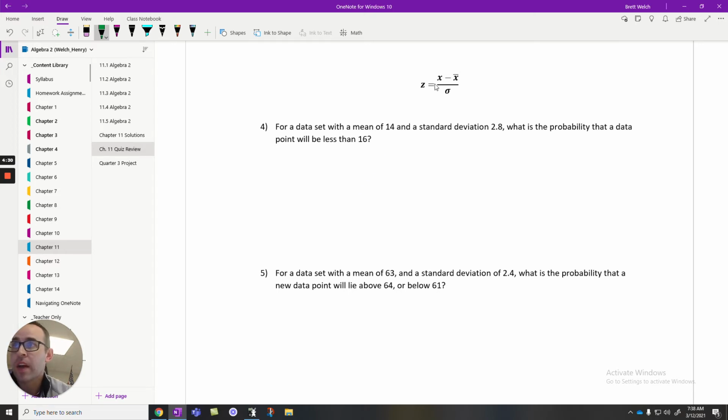So first thing is we've got to find the z-score for our data set. So it's for a data set with a mean of 14.